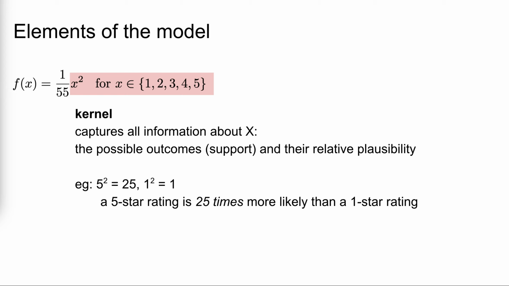Moving on, the kernel of a PMF captures all information about our variable x. It includes the support, hence the possible outcomes of x, along with the relative plausibility of these outcomes. The kernel here indicates that a restaurant rating x can range from 1 to 5 stars, where the relative plausibility of a given rating increases with the value of x squared. For example, plugging in the possibilities of an x equals 5-star rating and an x equals 1-star rating, we get x squared outcomes of 25 versus 1. Thus, a 5-star rating is 25 times more likely than a 1-star rating.